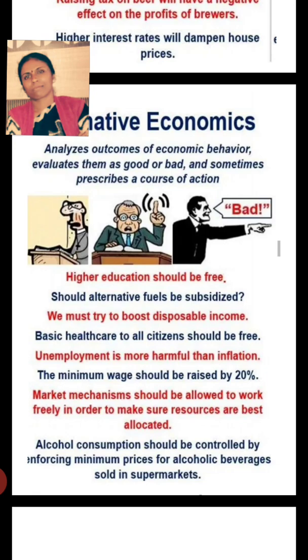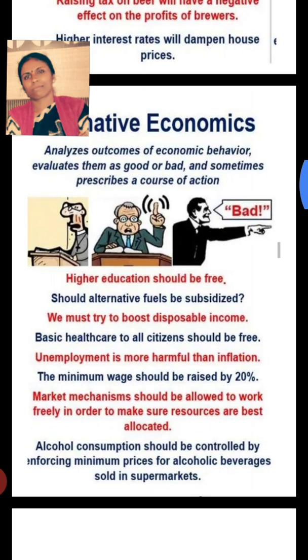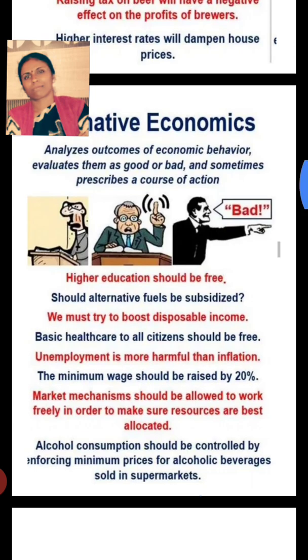Unemployment is more harmful than inflation. Yes, it is 100% sure. Inflation is easily tackled by introducing different types of monetary and fiscal policies, but unemployment definitely dampens the social and economic well-being of the people of the country. The minimum wage should be raised by at least 20%. Market mechanisms should be allowed to work freely in order to make sure resources are best allocated. See, all these are normative economic statements.